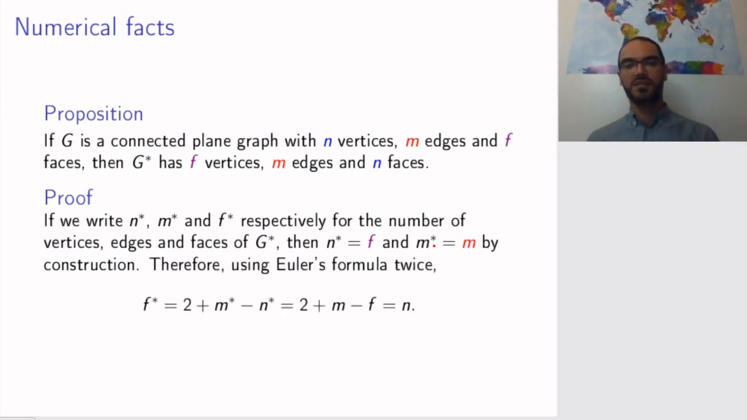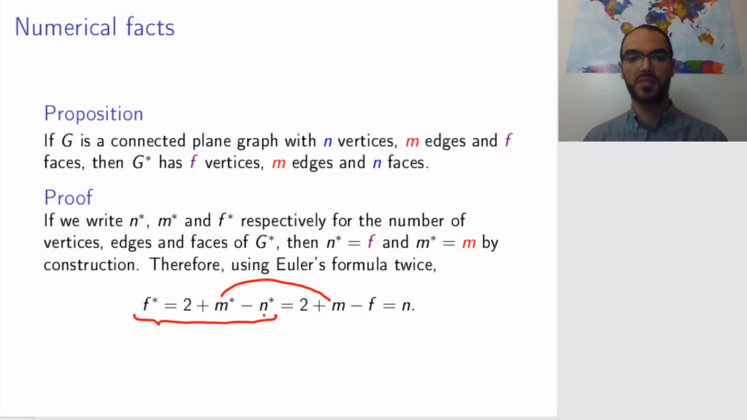Now, using the formula of Euler twice, I know that my dual graph G star is a plane graph. So Euler's formula applies, and the number of faces in the new graph is 2 plus the number of edges minus the number of vertices. But I've already told you that the number of edges is the same as the number of edges in the old graph, and the number of vertices is the same as the number of faces in the old graph.